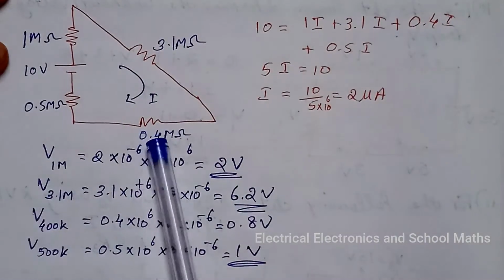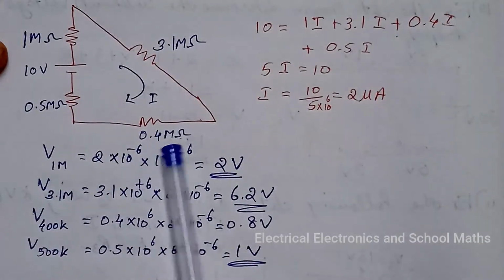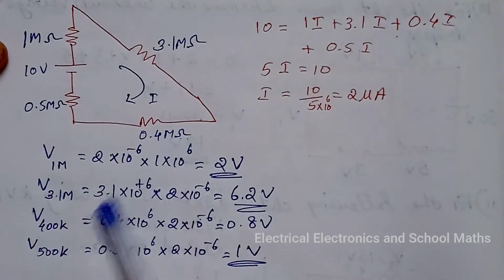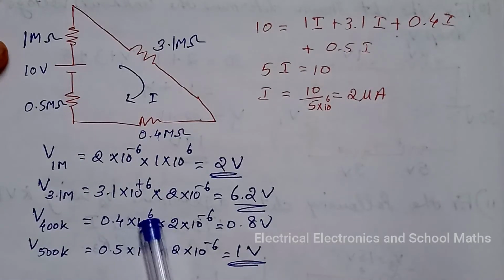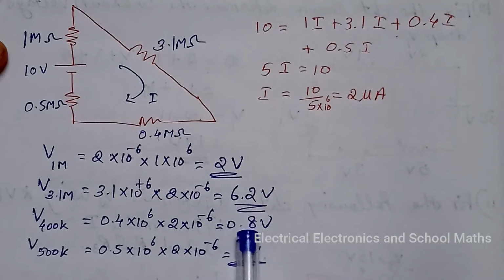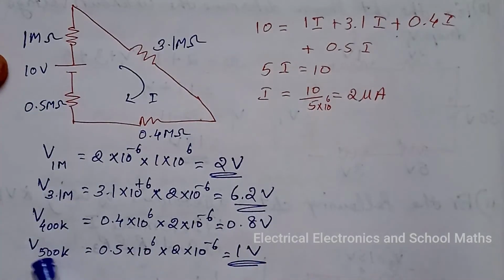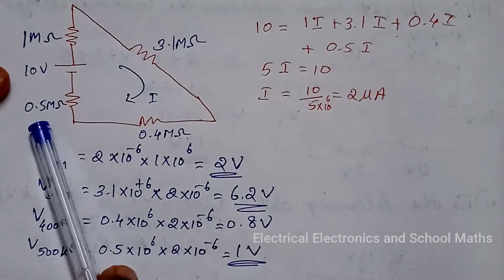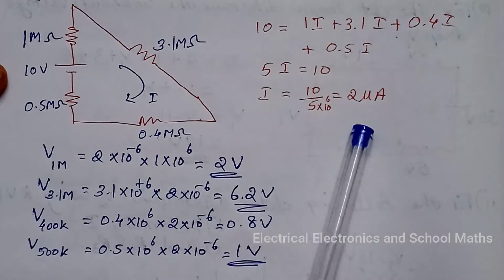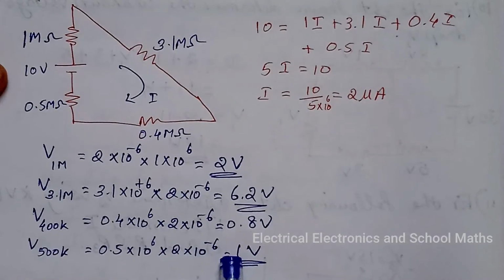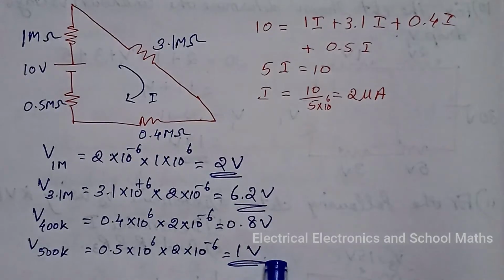Similarly, across the 400 kilo ohm resistor, that is 0.4 mega ohm resistor, it is 0.4 into 10 raised to 6 into 2 into 10 raised to minus 6, that is 0.8 volt. And across the 500 kilo ohm resistor, it is 0.5 into 10 raised to 6 into 2 into 10 raised to minus 6, that is 1 volt.